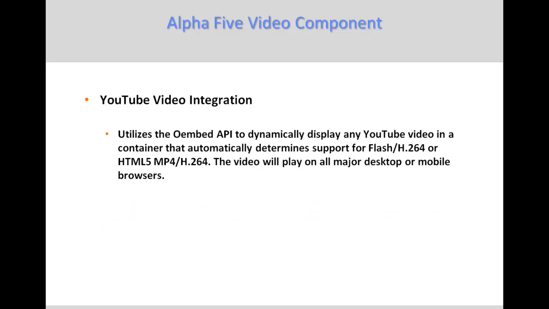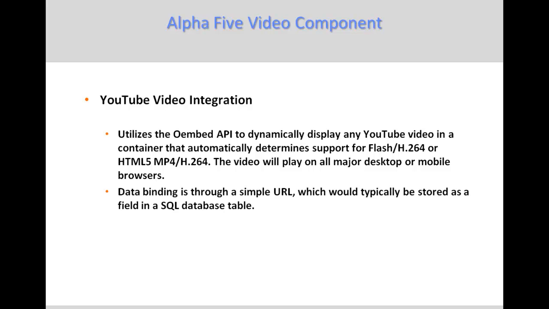The YouTube video integration utilizes the oEmbed API, which is supported by YouTube. This allows us to dynamically display any YouTube video in a container that automatically determines support for Flash H.264 or HTML5 MP4 H.264 video. And so the video will play on all major desktop or mobile browsers. The data binding is through a simple URL, which would typically be stored as a field in a SQL database table. And you have full control over the container size and the aspect ratio.